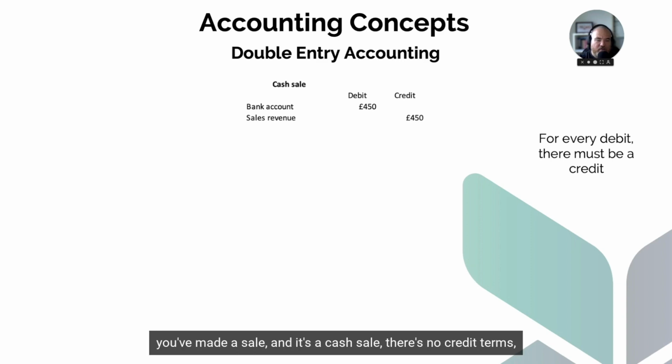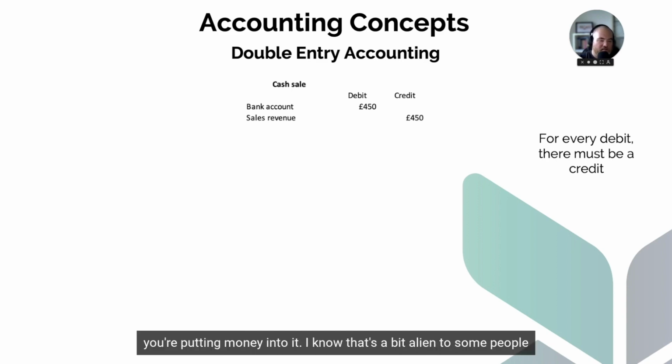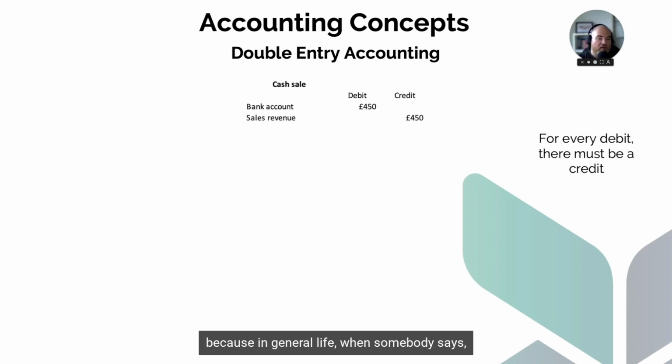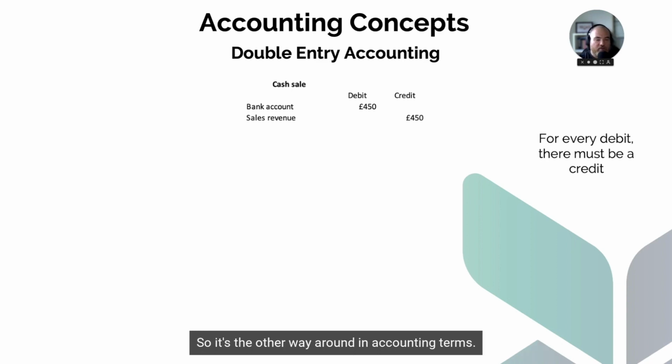So in this instance, you've made a sale, and it's a cash sale. There's no credit terms. So the two accounts involved are the bank account, which is receiving value, and the sales revenue account, which is giving value. So now the first thing to address is that in accounting terms, when you debit a bank account, you're increasing the balance, you're putting money into it. I know that's a bit alien to some people, because in general life, when somebody says I've credited your bank account, they usually mean they've put money into it. So it's the other way around in accounting terms. So hopefully that's not too confusing.